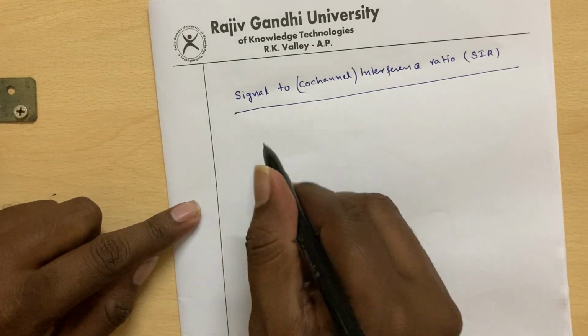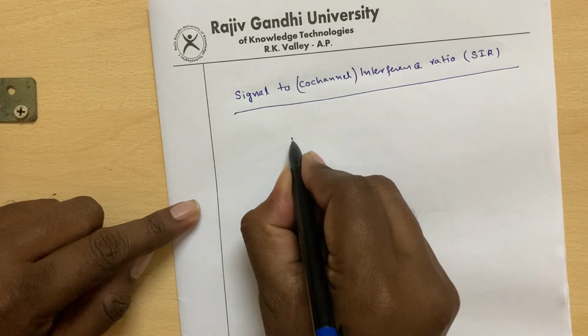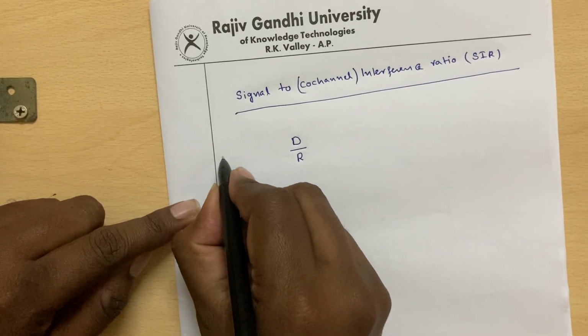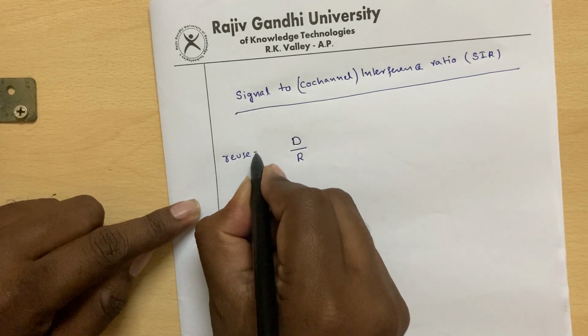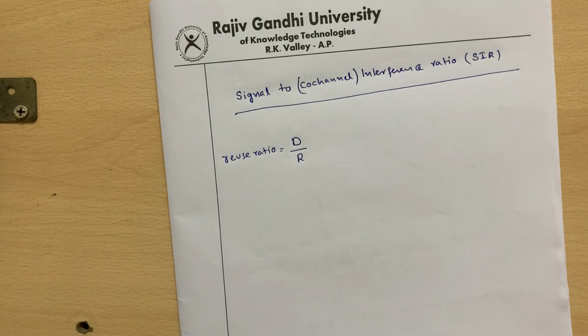So before that, we will discuss the ratio of reuse distance D to R, which you can call the reuse ratio or co-channel reuse ratio. The significance of this parameter is, if you maintain this ratio the same across any cellular system, you are going to observe the same SIR in both cellular systems.